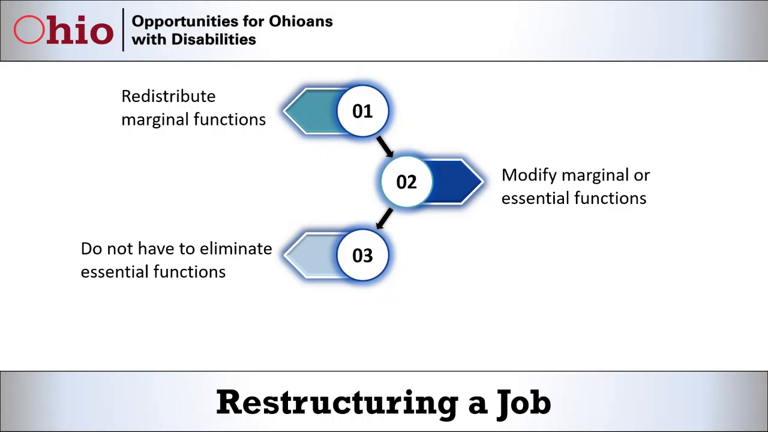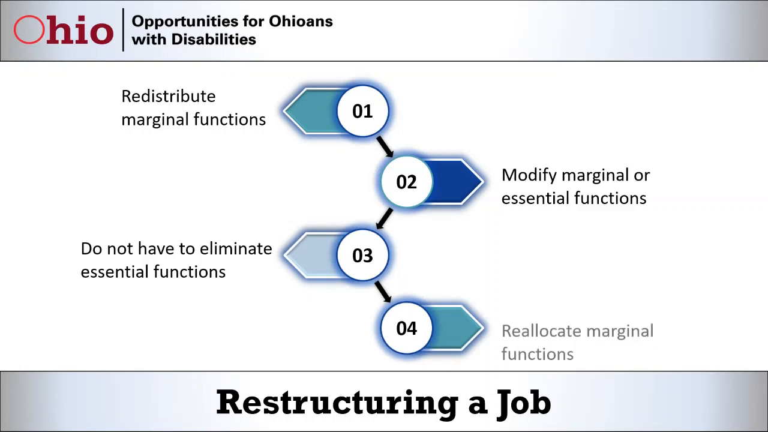When an employer decides to redistribute the marginal functions of the job as a form of reasonable accommodation, they can consider reallocating or swapping the marginal functions from another job to the responsibilities of the employee with a disability if these are tasks the employee can perform. That seems manageable. Can you provide some examples of restructuring a job?